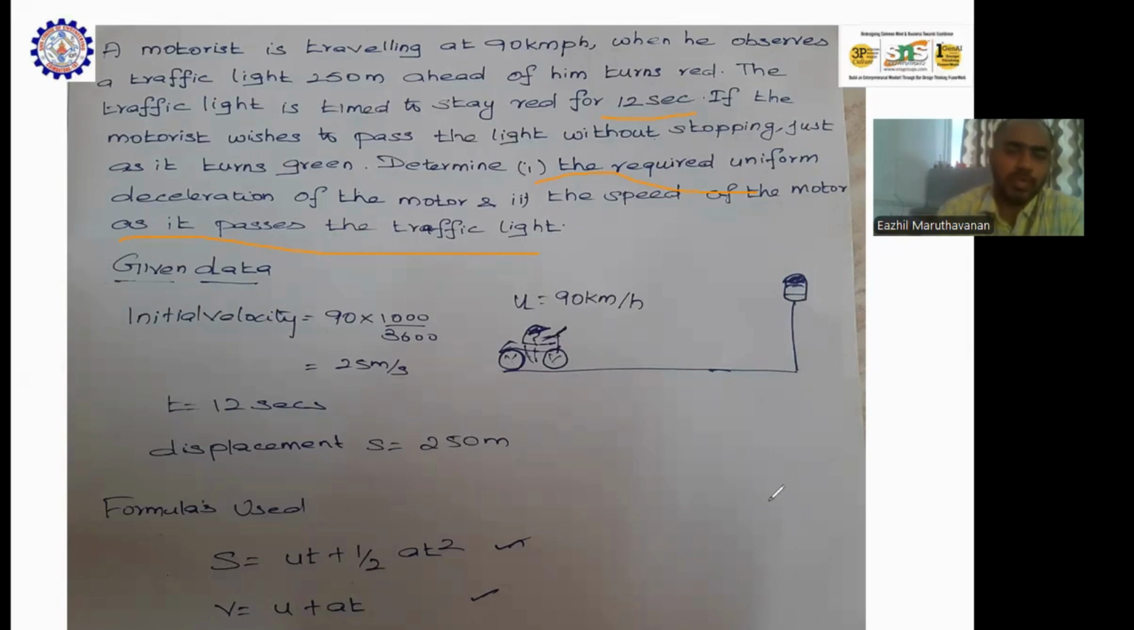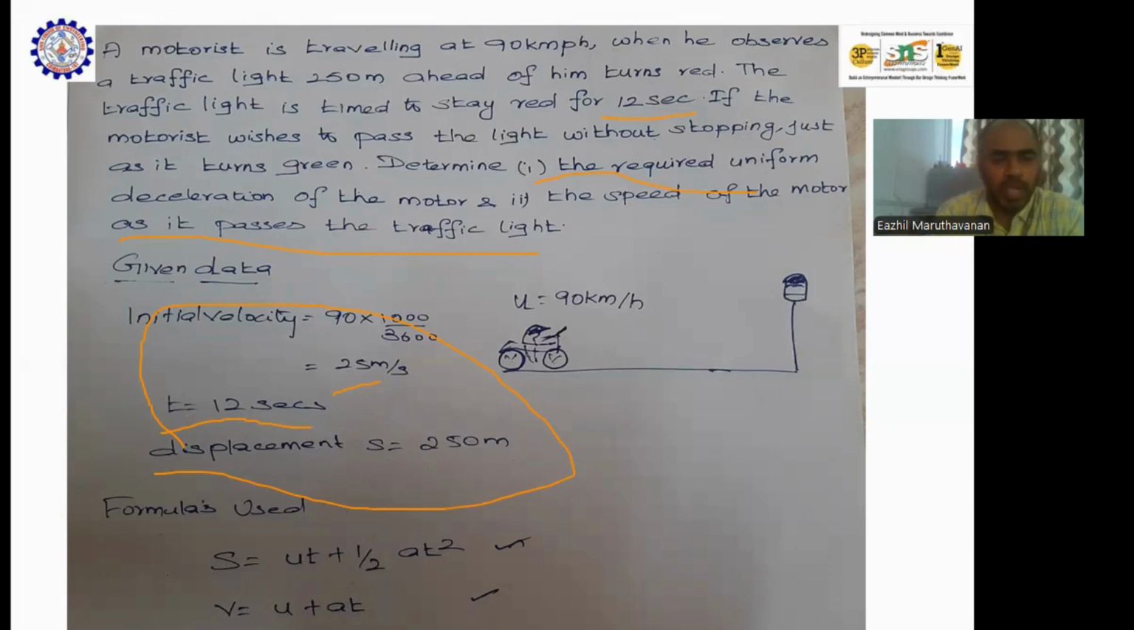So we have to take all the necessary data here. These are the given data. Initial velocity is 90 km per hour. We have to convert it into meters per second. So 90 into 1000 divided by 3600 gives 25 meters per second. The time required to travel is 12 seconds. The displacement is 250 meters, that is the distance from where the person sees the signal to the signal. That distance is 250 meters.